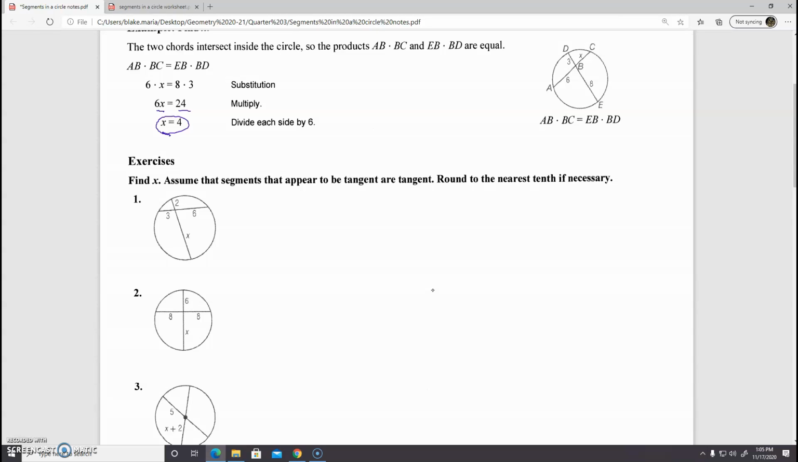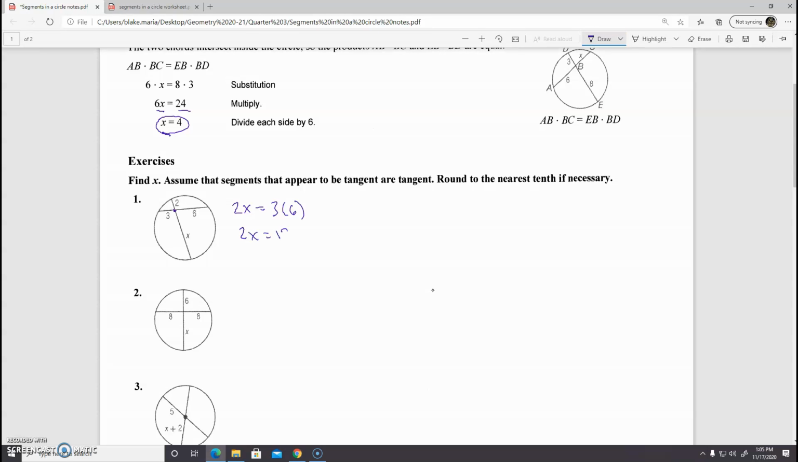Here, 2. So again, we see they're crossing inside the circle. 2 times x should equal 3 times 6. So we got 2x, 3 times 6 is 18, x equals 9. All right, and again, look back to your problem. 2 times 9 is 18. 3 times 6 is 18. Next one.